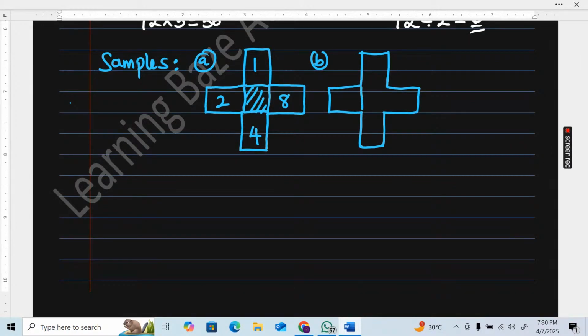So after drawing the plus sign as an irregular shape, you draw a square at the middle, then you can shade it. So to the left for this sample, I have 10. To the right, I have 40. Above, I have 5. And below, I have 20. So let's look at the third sample.